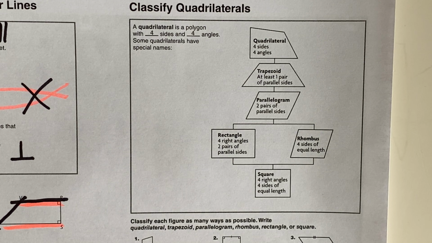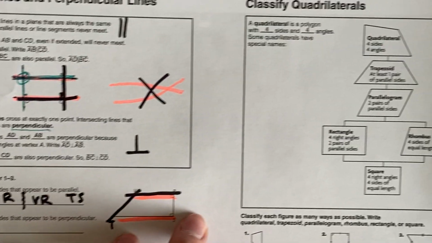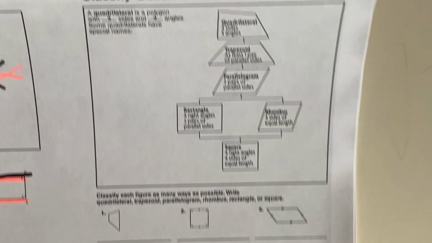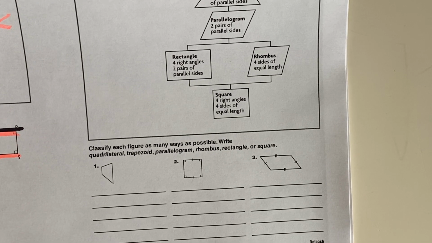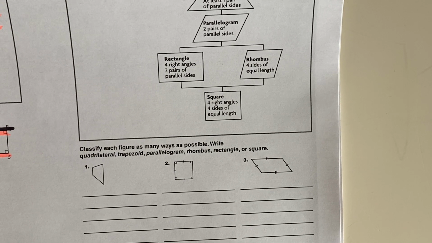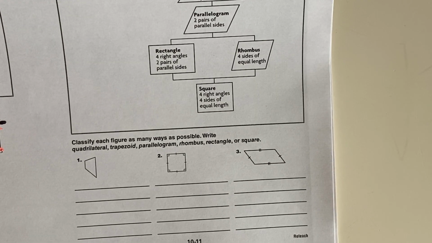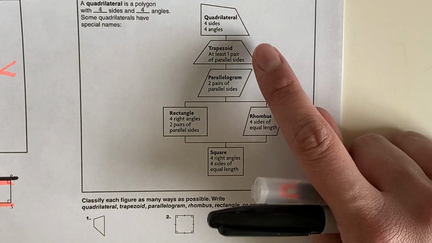side lengths, and some of their sides are parallel. So use this lesson over here, parallel lines. Some of their lines won't ever cross. Down below for numbers 1 through 3, it asks you to classify each figure as many ways as possible. So you're going to write quadrilateral, trapezoid, parallelogram, rhombus, rectangle, or square. What you need to do for this is use the key words up here.